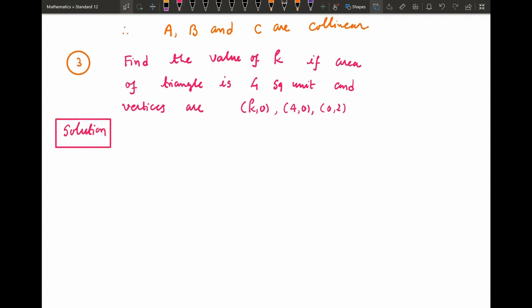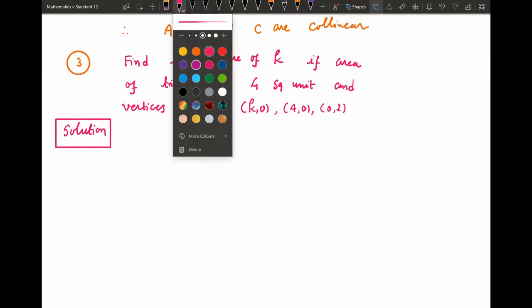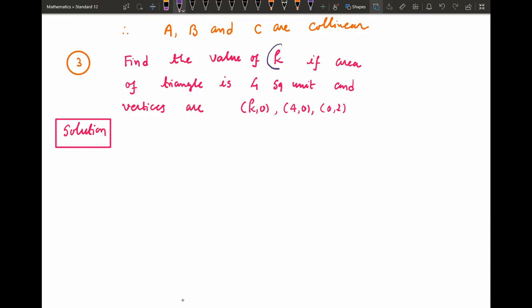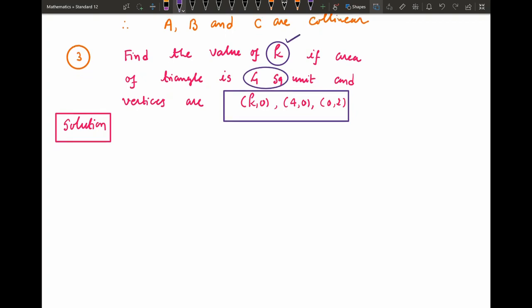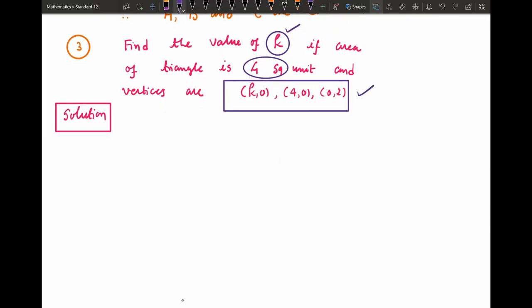Now here we have to find the value of the unknown k. K is unknown. Vertices of the triangle are given. We denote them by A, B and C respectively. Then we will find the value of the determinant D related with triangle ABC, and the area of the triangle is given as 4 square unit. We have to find the unknown k. So this is the question: vertices are given, area is also given, find the unknown k. So now let us discuss the solution.